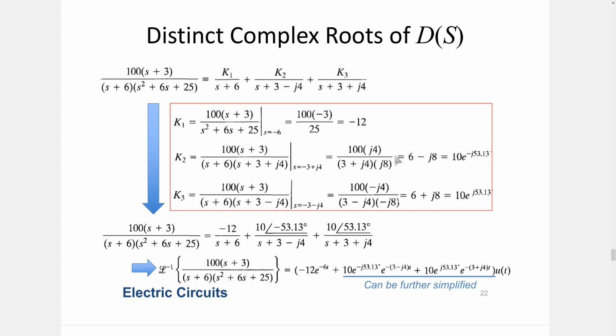So as you can see, for k2 we have 6 minus j8, and thankfully you only need to know half of it because the other half will be the conjugate of it. So it's easy to predict or write down, and you can also represent it in phasor notation, a polar form.